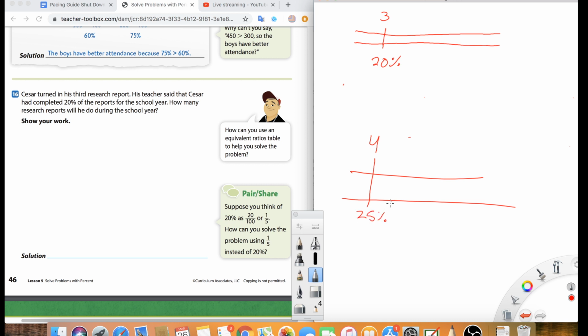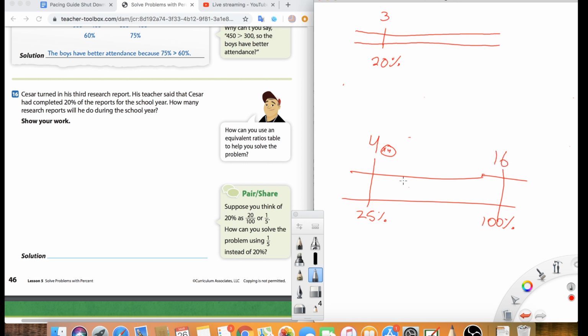So for example, let's say he did 4 research reports, and that's 25% of the reports he has to do. How many reports is 100%? All we need to figure out is, what can I multiply this percentage by to get to 100? If I can multiply by a number that's easy, like a whole number, then it'll work. So for this one, it would be 25 times 4. 25 times 4 gives me 100. So that means that I need to multiply by 4 on the other side. What's 4 times 4? That would give me 16.